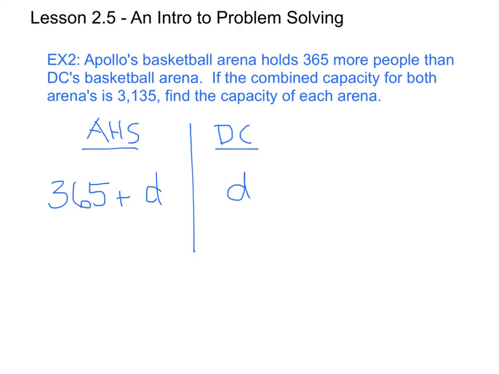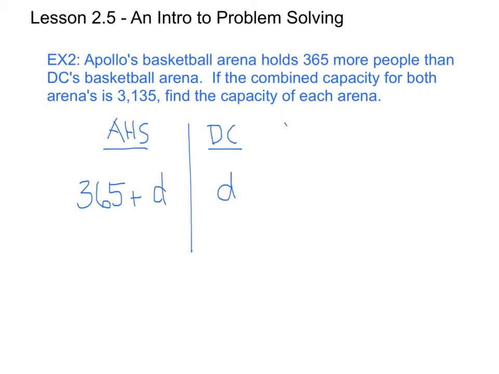Now, let's move on to this problem. It's saying the combined capacity. So if we put them both together, the arenas together will hold 3,135 people. Well, I understand that we don't have a lot of numbers here. I mean, we're still kind of missing them, but we can still put them together. So let's go ahead and do this. Let's put them together. Let's go Apollo's.